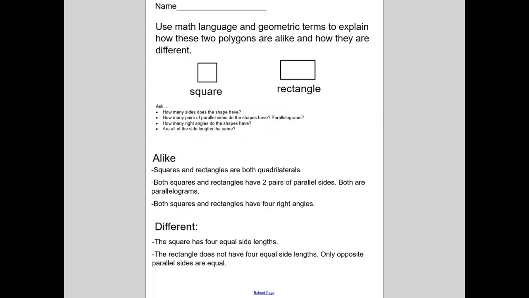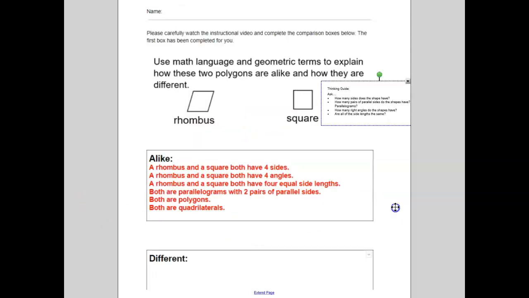Here is your assignment. You get to compare and contrast 2 quadrilaterals on your own, and I've helped you get started. Use math language and geometric terms to explain how these 2 polygons, which are quadrilaterals, are alike and how they're different. And to support you, I have included the thinking guide so that you can ask yourself the questions to help you determine the attributes. So we know both the rhombus and the square have 4 sides and 4 angles. So they're what?